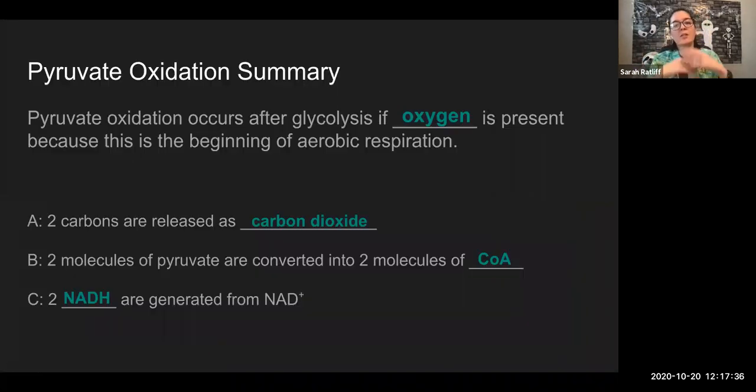So here is a summary. It's a very short process. If there is oxygen, we're going to move on to pyruvate oxidation after glycolysis. 2 carbons are released as carbon dioxide. 2 molecules of CoA are created from our 2 molecules of pyruvate. And 2 NADH are generated from our NAD+. Everything is 2. We're doing this process 2 times because we started with 2 pyruvate molecules at the end of glycolysis. That's why there's 2's in front of everything.